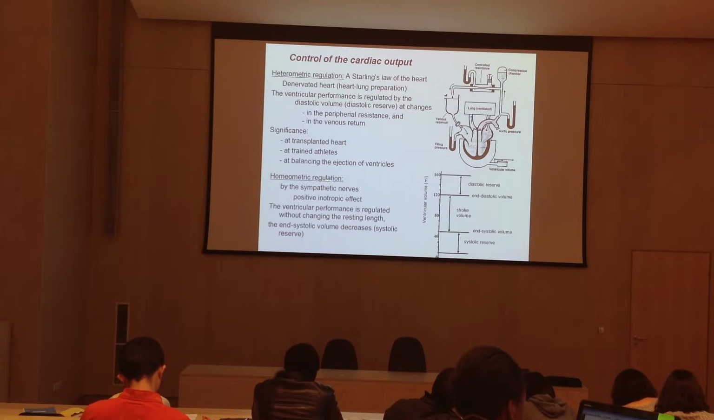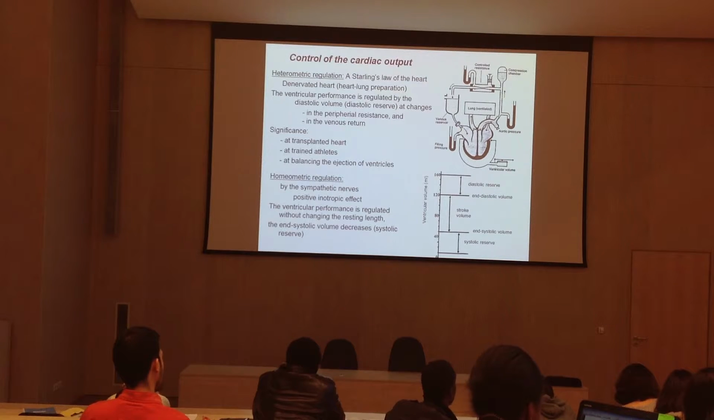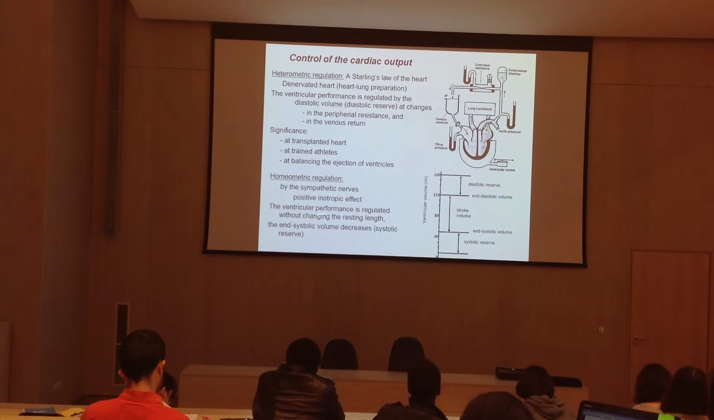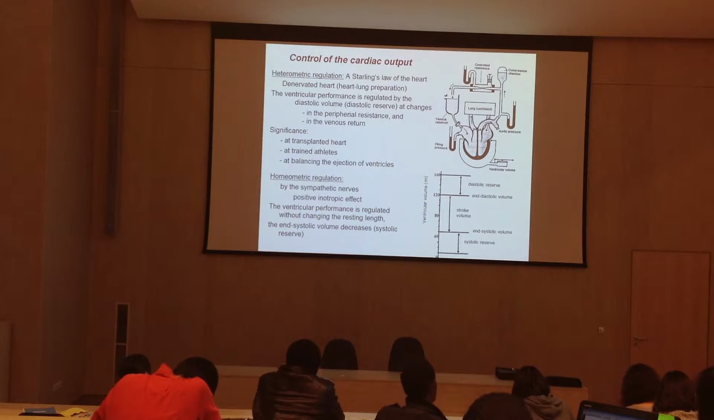Finally, we can go to the other way of the regulation, which is the homeometric, which is based on the positive inotropic effect of the adrenaline stimulation. And it means that the ventricular performance can be regulated without any change in the resting length, just due to the positive inotropic effect. What does it mean? Where is the reserve which makes it possible?